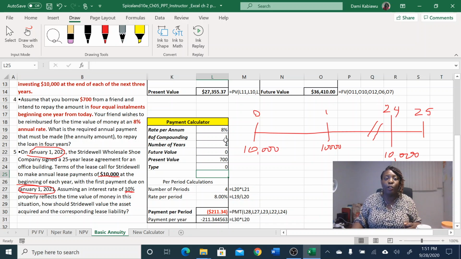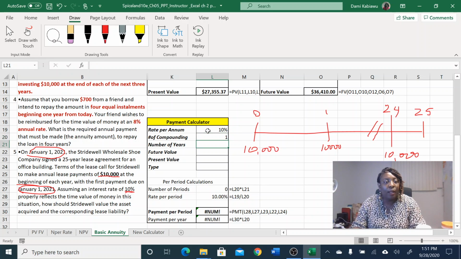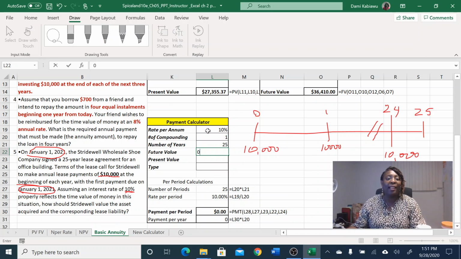So first thing I'm going to do is delete all the inputs to my calculator. I'll start with the rate per annum. 10% reflects the time value of money, so I'm going to use 10%. It's annually compounded. Number of periods is 25 years. The future value is 0 because once you finish paying the $10,000, that is the end of the lease. The lease is not worth anything else to you at the end, so that's 0. The present value of the lease is what we're trying to calculate.